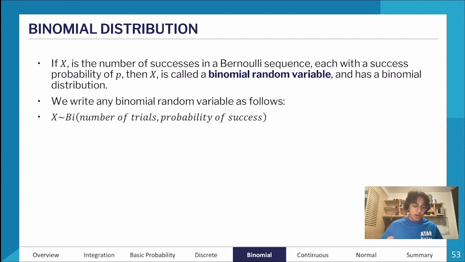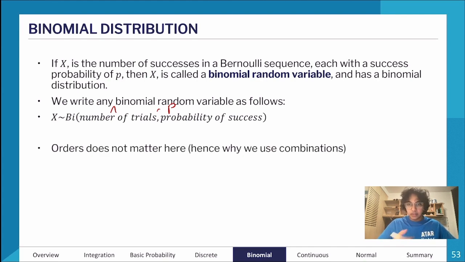So we always write out these binomial random variables as follows, right? We write x, then that squiggly line, Bi for binomial, and then we always write the number of trials first, represented by n, comma, p. And these are two important variables when it comes to working out the binomial distribution.